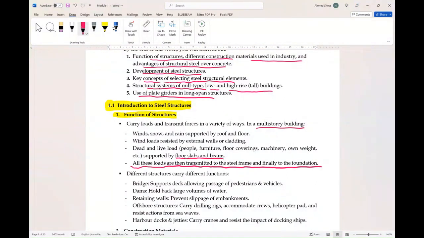So all the loads, whatever the loads are, wind, snow, dead and live loads, will be transferred to the steel structure, the superstructure, and then to the foundation, because all the loads finally will go to the soil. So we'll go to the foundation first and finally to the soil.